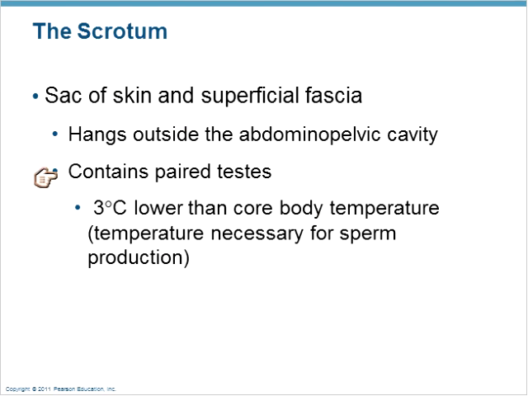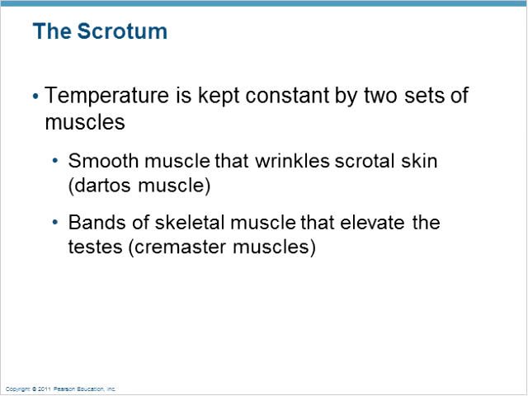The scrotum is a sac of skin and superficial fascia. It hangs outside the abdominopelvic cavity, and it contains a pair of testes, and the temperature is about 3 degrees centigrade lower than the core body temperature, because that temperature, as I said before, is necessary for sperm production. The temperature is kept constant by 2 sets of muscles: the smooth muscle that wrinkles the scrotal sac, called the dartos muscle, and bands of skeletal muscle that elevate the testes, called the cremaster muscles.